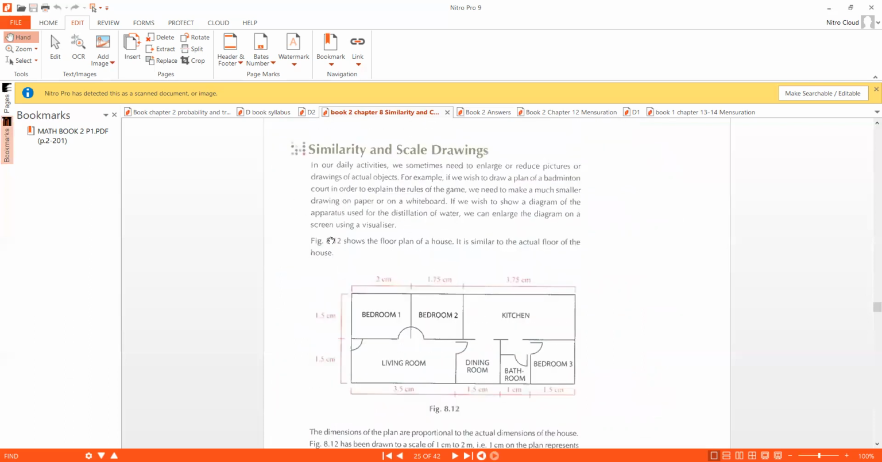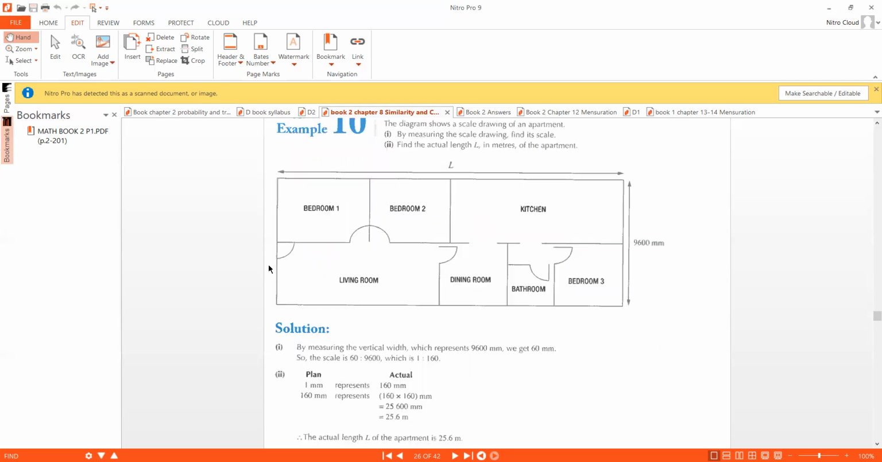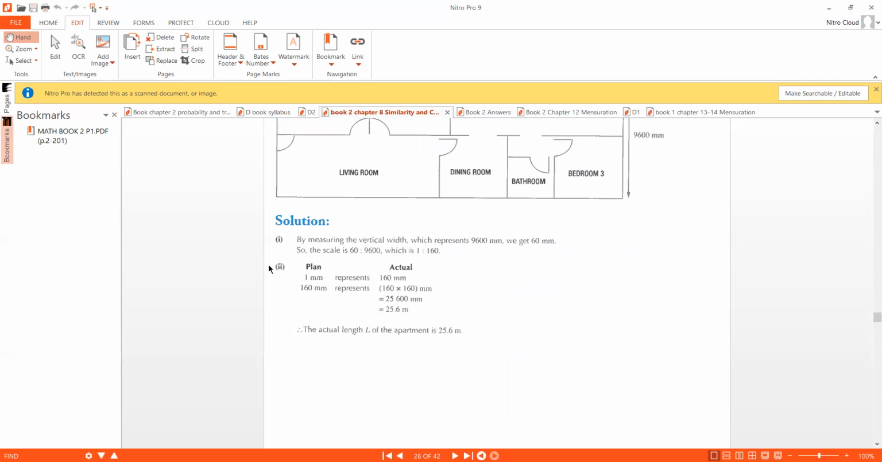For similarity and scale drawings, I have shared these chapters with you, in fact. So you have a sufficient number of questions to practice for the third test on 30th or 31st. You know that we are having a test, and are you prepared for that? Yeah. Good, good. Fine.